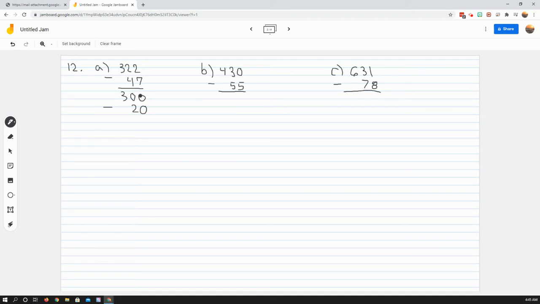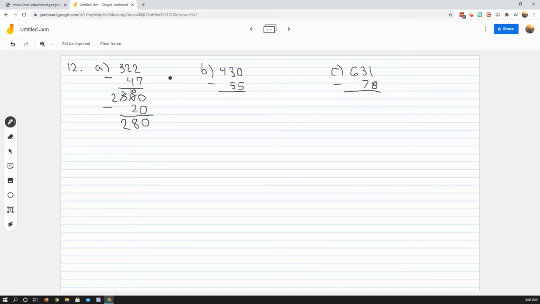So if I have 300 and I have to subtract 20, how much is that? 0 minus 0 is 0. I can't subtract 2 from a 0. I would have to borrow. So he's no longer going to be 3, he's going to be a 2. He's no longer going to be a 0, he's going to be a 10. Now I can subtract. So if I have 10 and I take away 2, I'm going to be left with 8. And then I'm going to drop that 2. So far, I have 280.